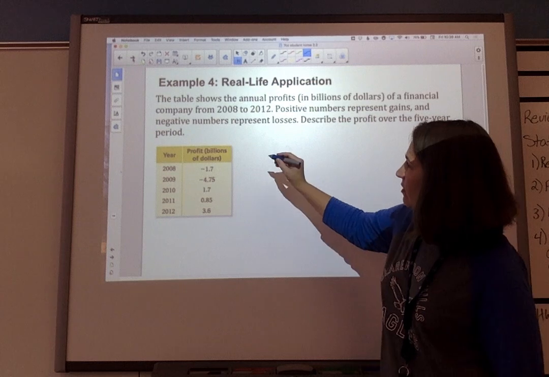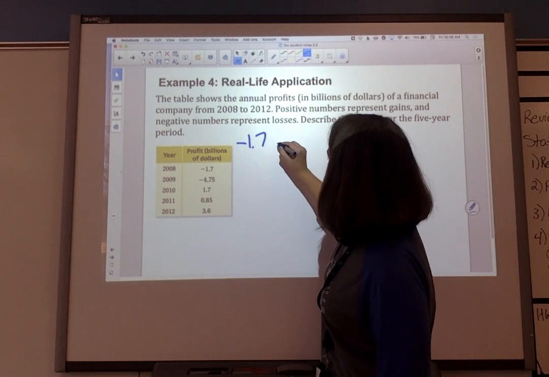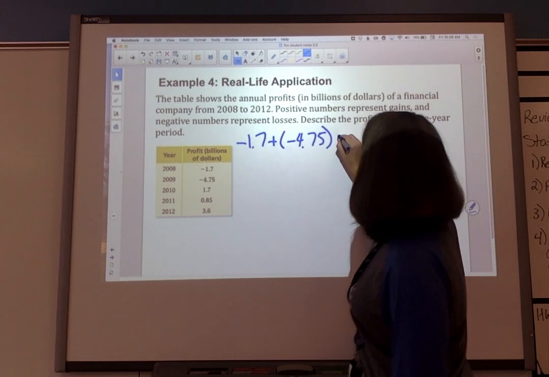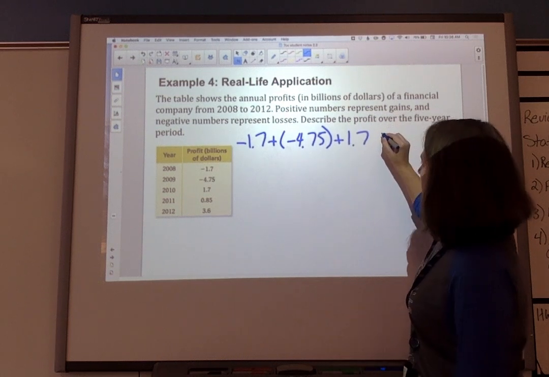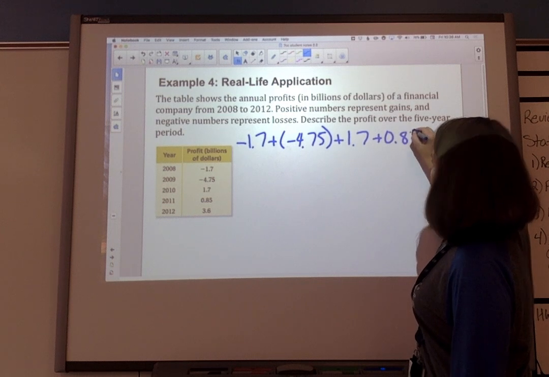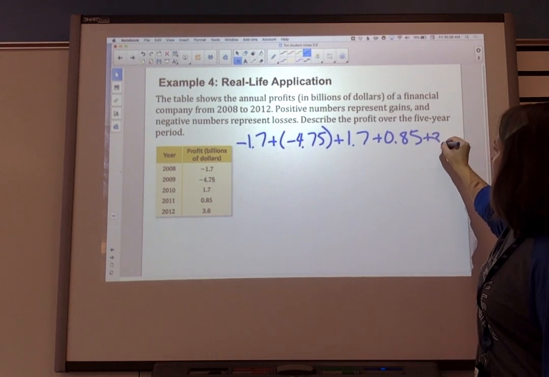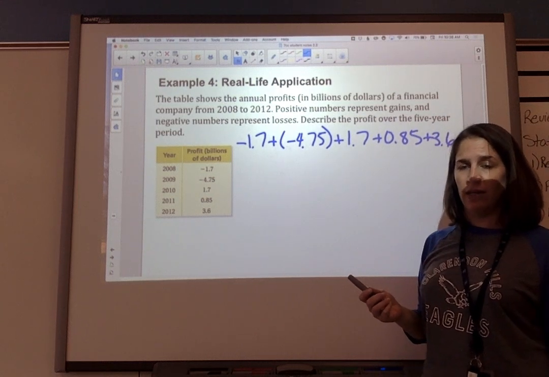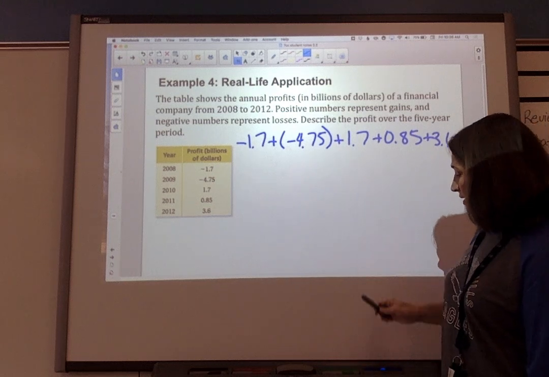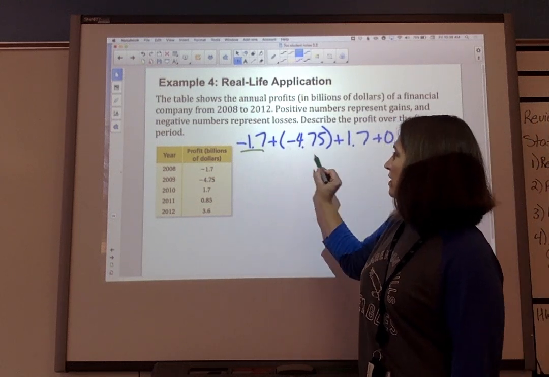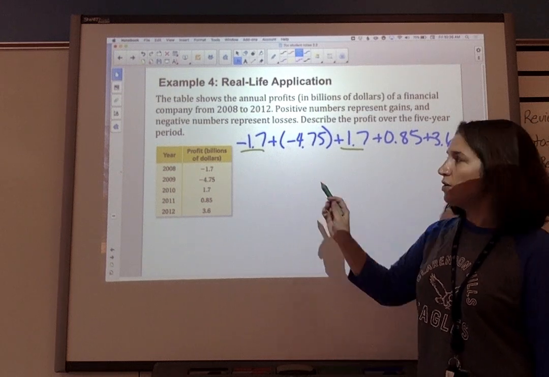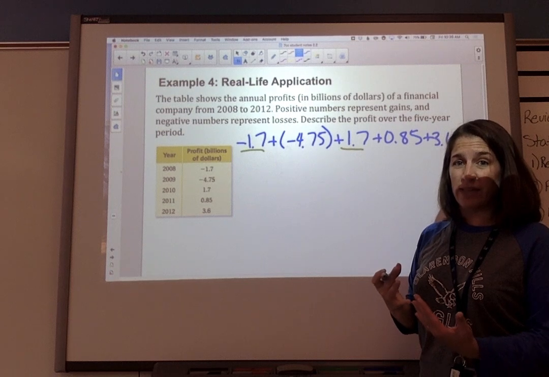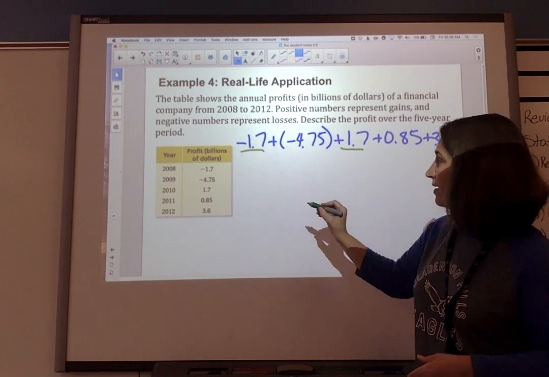So let's go ahead and add all of these up. Negative 1.7 plus negative 4.75 plus 1.7 plus 0.85 plus 3.6. All right, now we know that addition is commutative. We can do this in any order. As I was writing those, I noticed these two numbers are opposites. Negative 1.7 and 1.7 are opposites. So I'm going to add those first. They add up to 0, so I can really just drop that out.